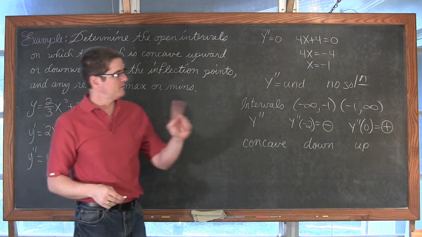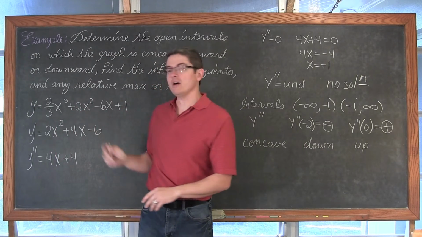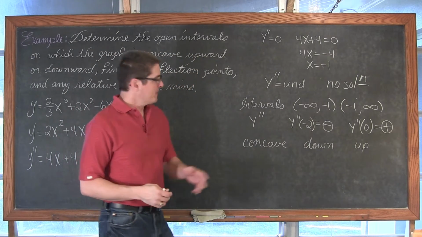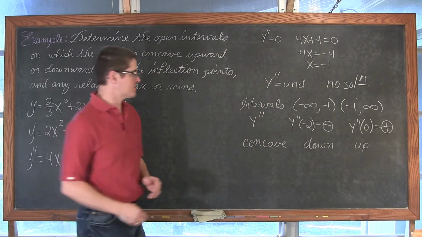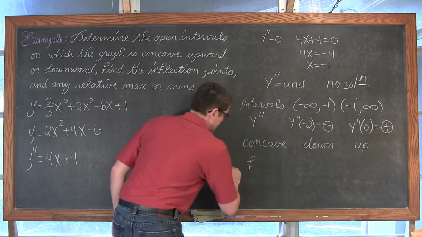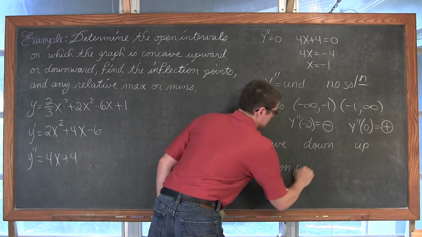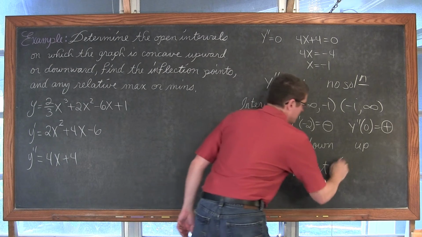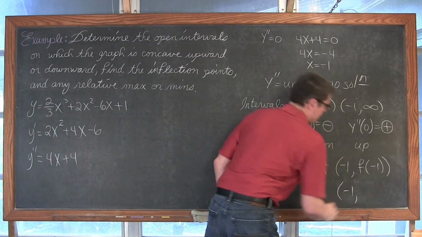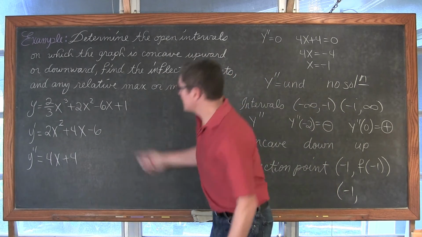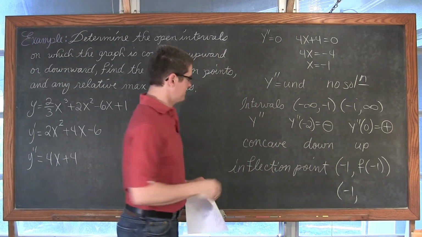Now, at the value of negative 1, my function, which I know is defined at negative 1, because it's defined everywhere, goes from being concave down to concave up. That means I have an inflection point. So my inflection point is going to be negative 1, comma, f of negative 1. Now I'm going to, right off the top of my head, take negative 1 and plug it into this original function and find that the y value is 8 1/3.